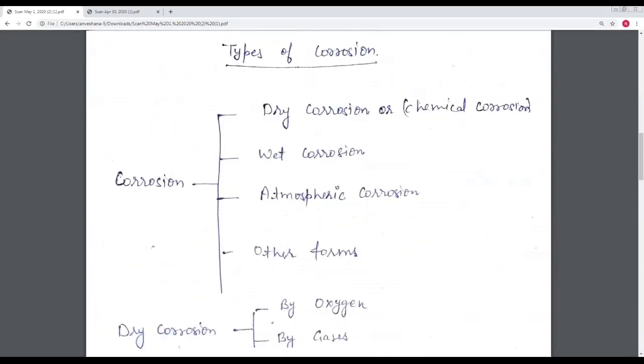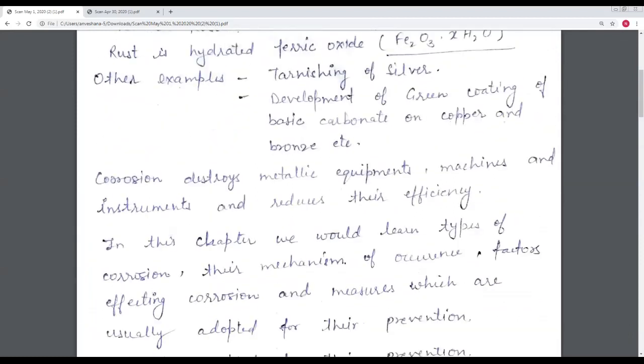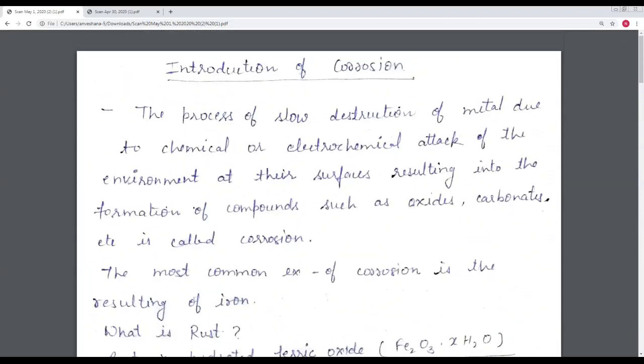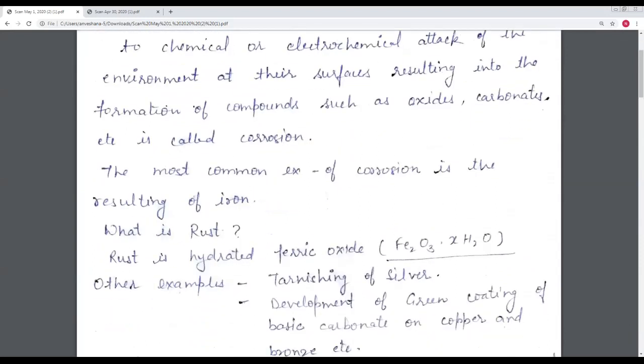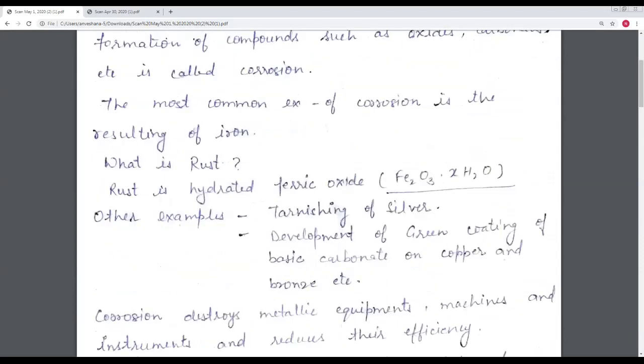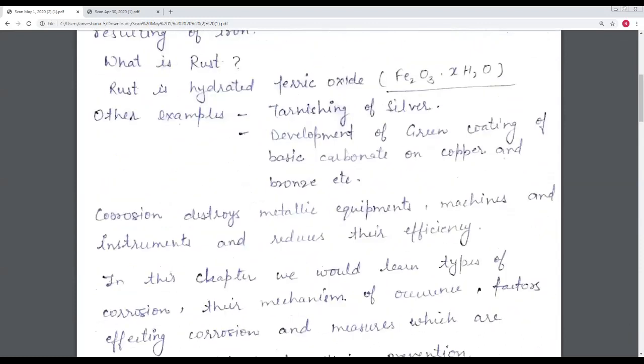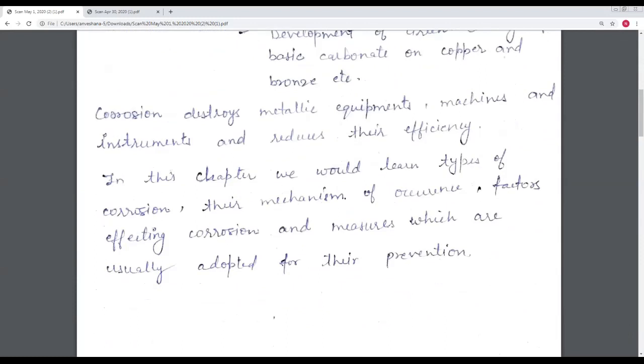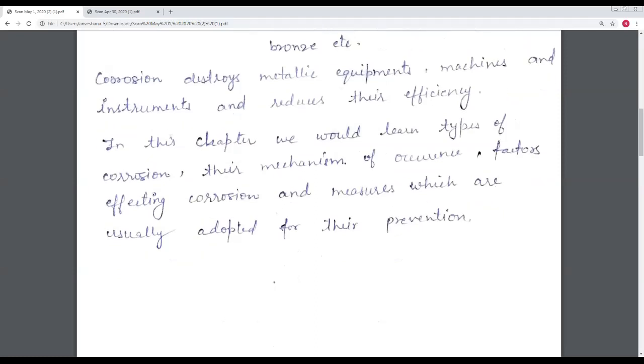In this lecture, we have discussed the definition of corrosion. First of all, we discussed the definition of corrosion. We discussed rust. Now we know the molecular formula of rust. Another example of corrosion, and then the topics which are related to this chapter are the definition, types, mechanism, factors affecting, and how we can prevent it.